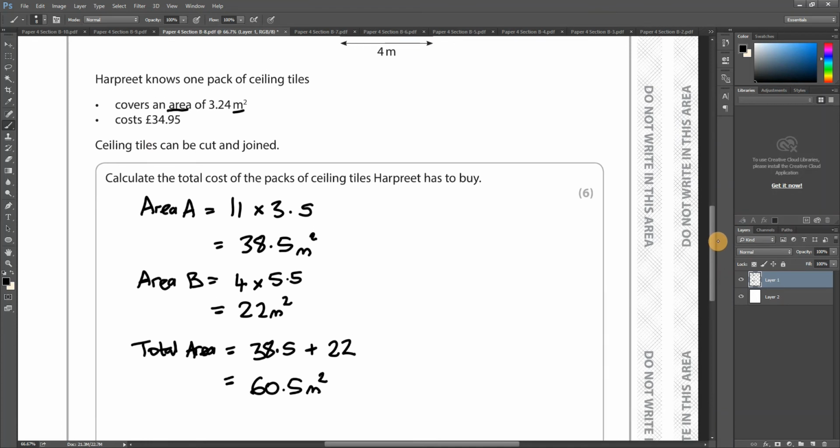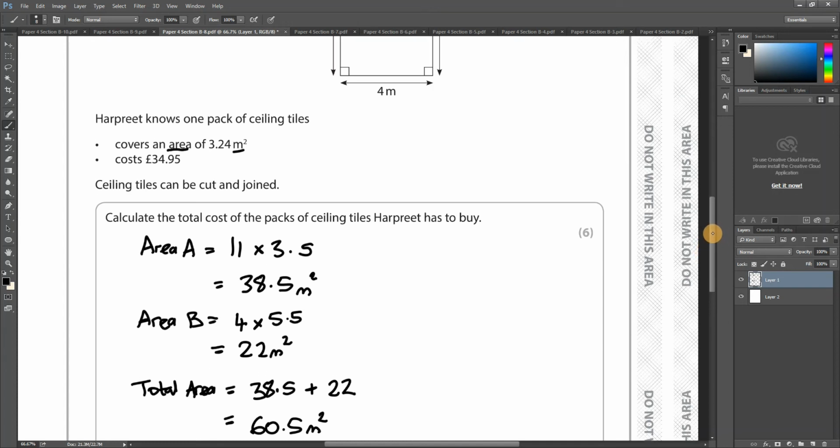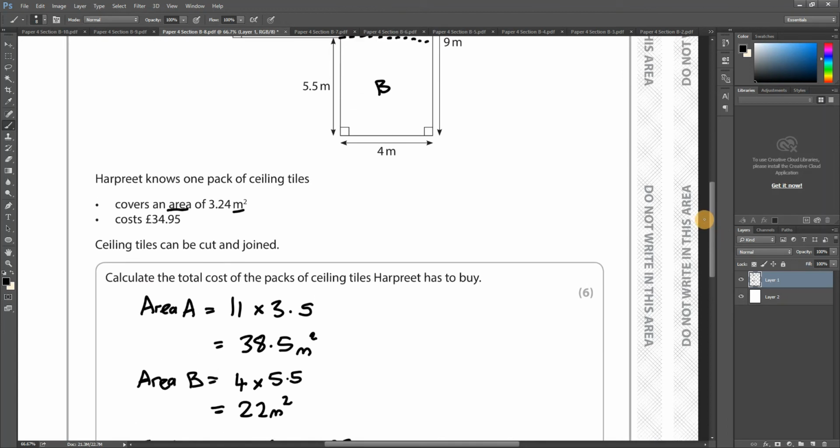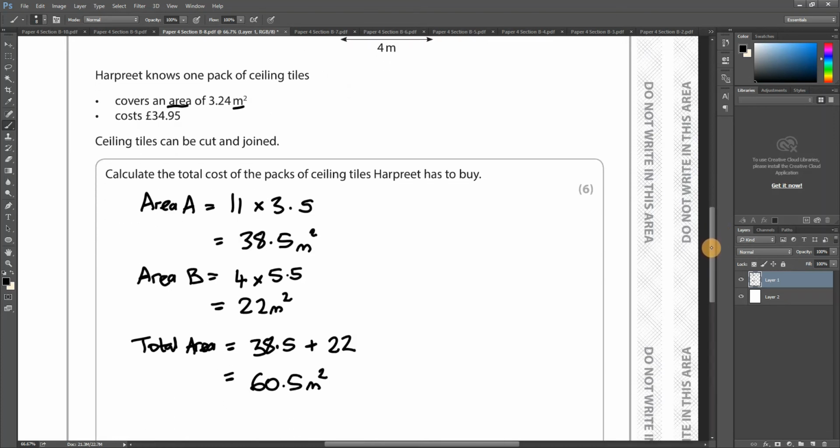That's the first step. So I reckon we've got 2 marks already so far. Probably even more. Maybe 3 marks. What is he asking for? He knows, sorry, 1 pack of ceiling tiles covers this much area and it costs £34.95. So one pack covers 3.24 meters squared. So how many of these go into that will tell us how many packs we need.